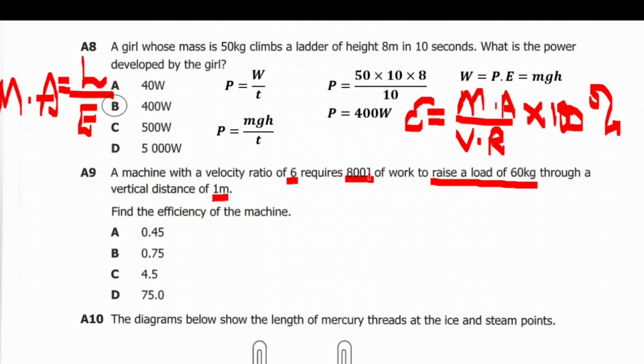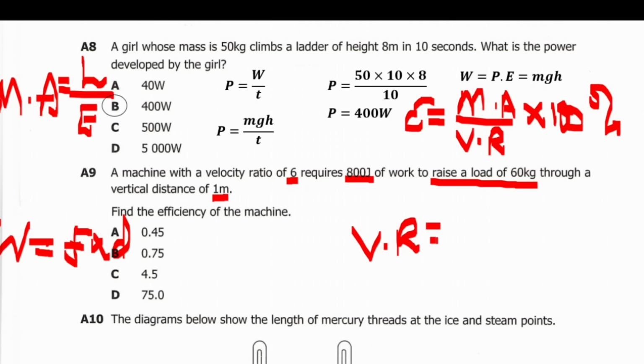Do we have the effort? We have the effort in terms of energy here, or work. We know that work is equal to force times distance, so this one becomes our effort. So this distance, how are we going to find it? We will say velocity ratio is equal to distance moved by the effort over distance moved by the load. Distance moved by the load is 1 meter. Velocity ratio is 6.